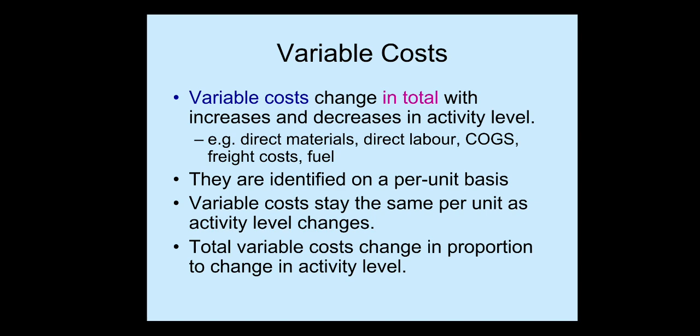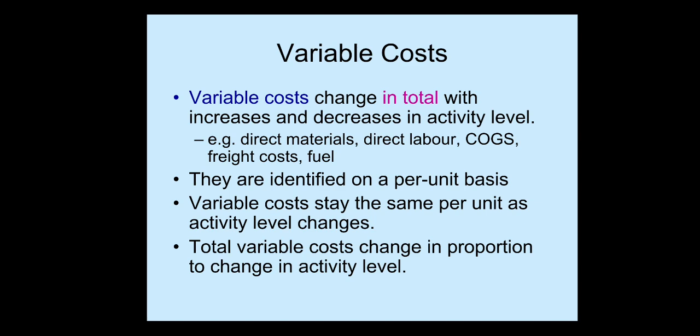So 2 products, it becomes $6 for material and $2 for labor. 10 products, it will become $30 for material and $10 for labor. So this direct material cost and direct labor cost will increase when the quantity of production is increasing. When the quantity of production decreases, the variable cost also decreases. So this kind of cost is called variable cost. See the second point, they are identified on a per unit basis. So the variable cost will increase according to the unit of the production.